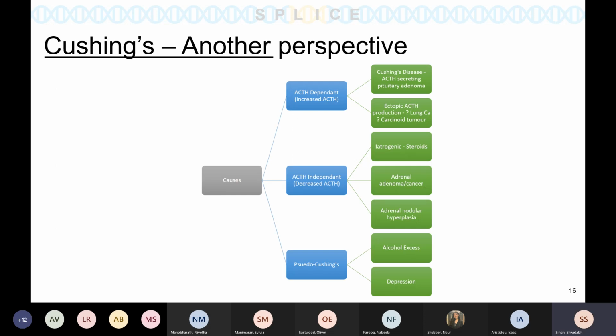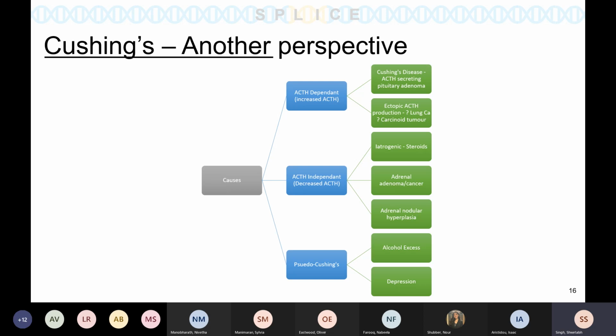Excellent. So let's talk about Cushing's causes. It can be ACTH dependent, ACTH independent, or you can get a pseudo Cushing's. ACTH dependent is due to an increase in the hormone ACTH, which stimulates the adrenal glands to produce corticosteroids. As mentioned before, Cushing's disease is an ACTH secreting adenoma. You can also get ectopic ACTH production, from lung cancer, carcinoid tumors, basically any weird and wonderful malignancy can produce ACTH if it's paraneoplastic, and this can cause a Cushingoid picture.